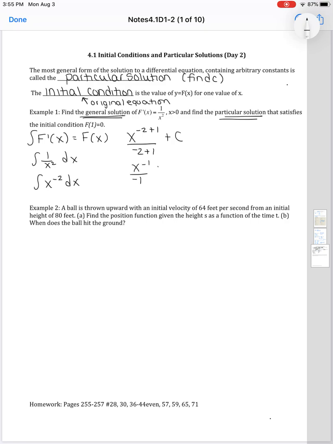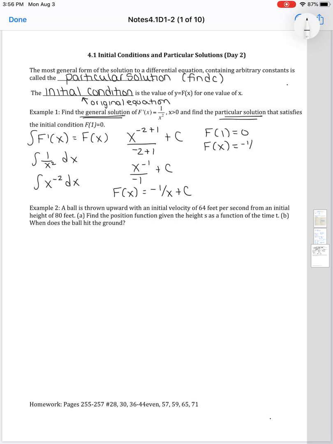Okay, so what I'm going to do now is I'm going to add 1 to my exponent. That same number goes in the denominator. And I get x to the negative 1 over negative 1 plus c. So that means f of x, when I simplify, is negative 1 over x plus c. Now I have to solve for c.